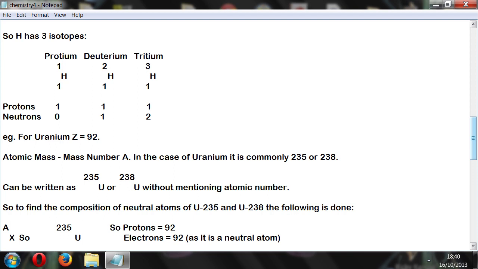In the case of uranium, it's commonly 235 or 238. There are different ways you can write it. You can write U-235 and U-238, or uranium-235 and uranium-238. Or you could write 235 with the U underneath, and 238 with the U underneath. Obviously they're a little bit closer together, but I'm working with lines here.